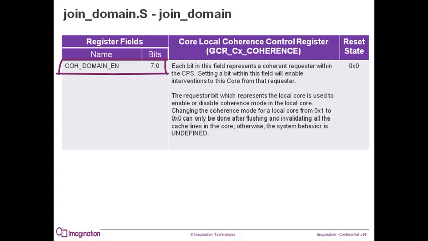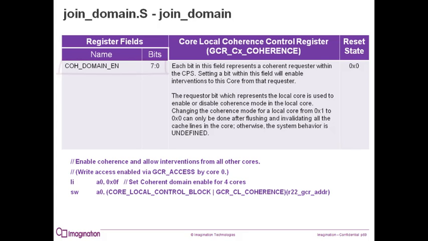Bits 0 through 7 represent a coherent requester within the system. The code sets to 1 the first 4 bits of A0, then stores it in the core local coherence control register. This enables the 4 cores possible in this system to communicate via interventions to this core.